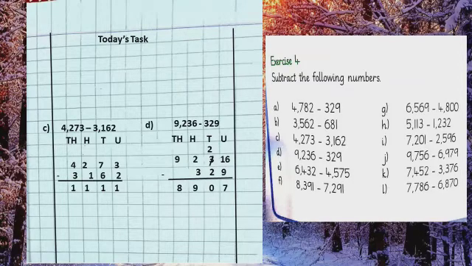Next, 2 minus 2 is equal to 0. Next, 2 minus 3. The top value of the hundreds column is smaller than the lower value. So we borrow 10 from the thousands column. So the value of the hundreds column becomes 12 and the thousands value becomes 8. 12 minus 3 is equal to 9. Next, 8.